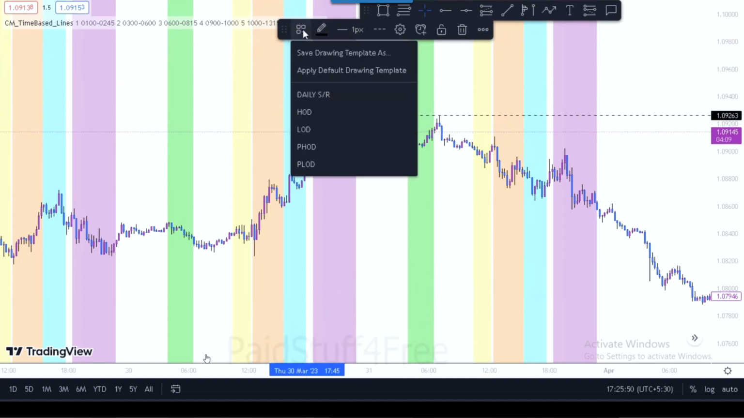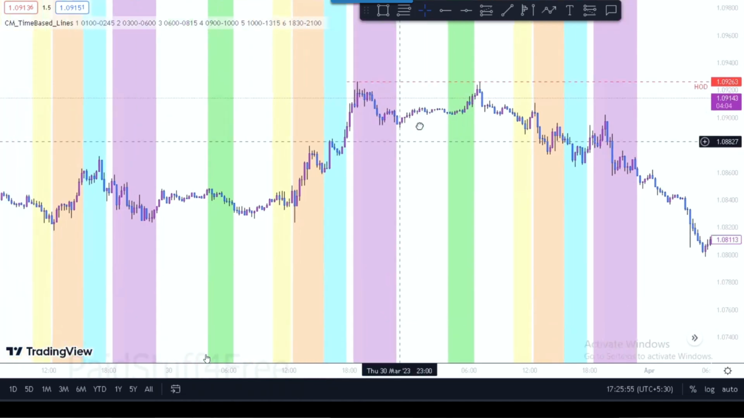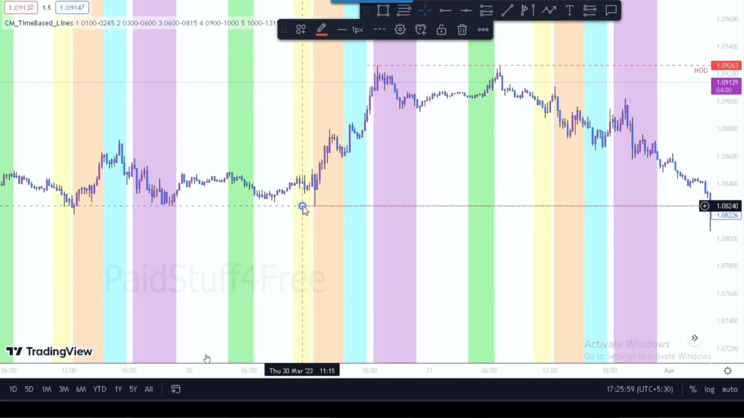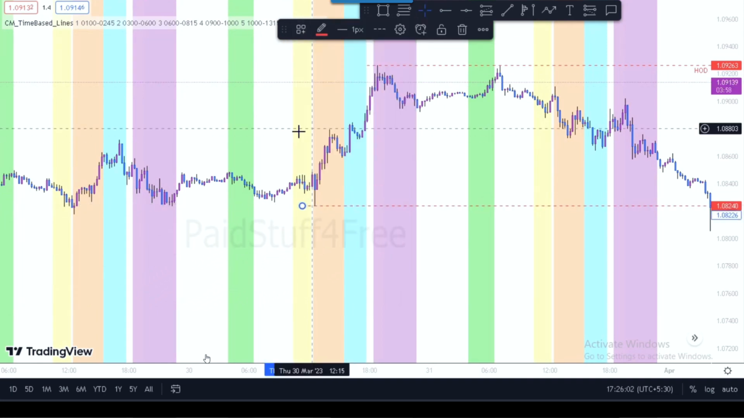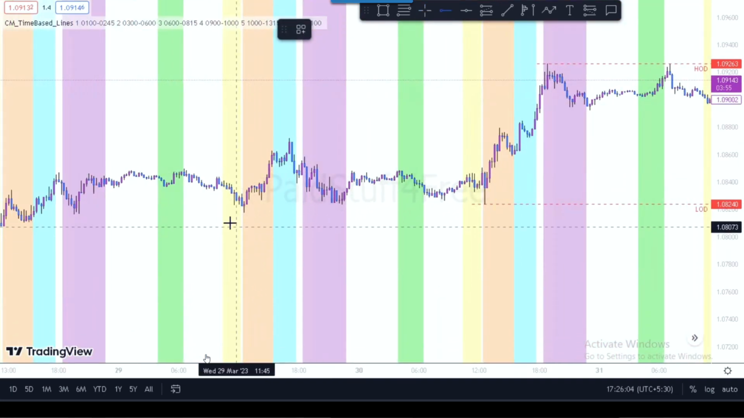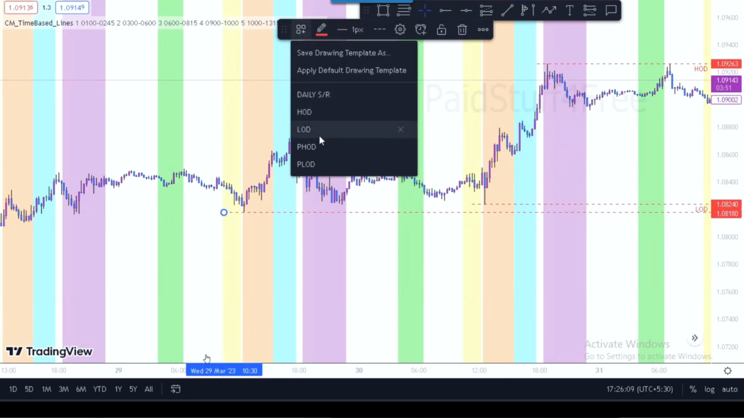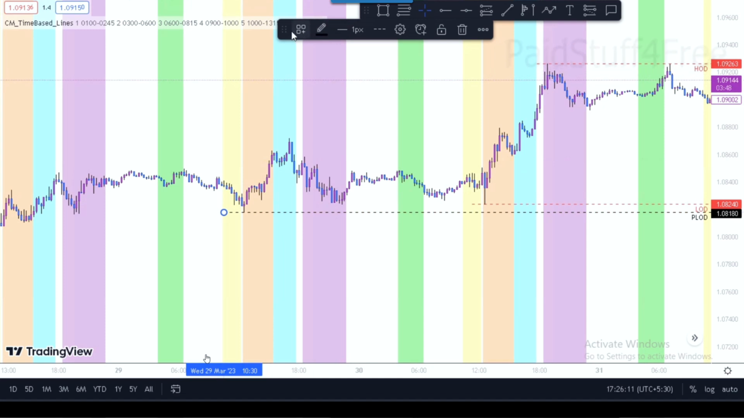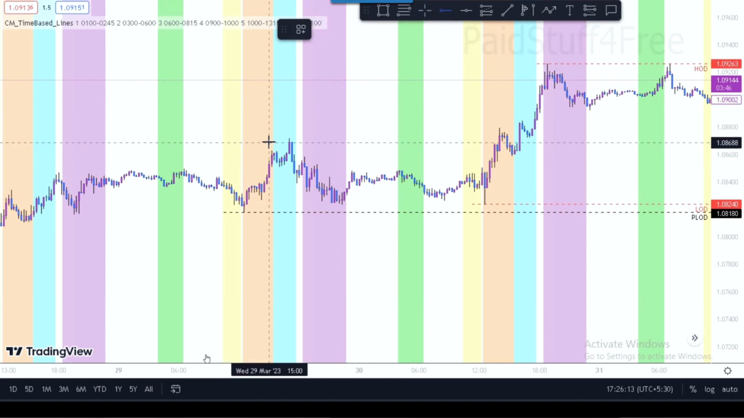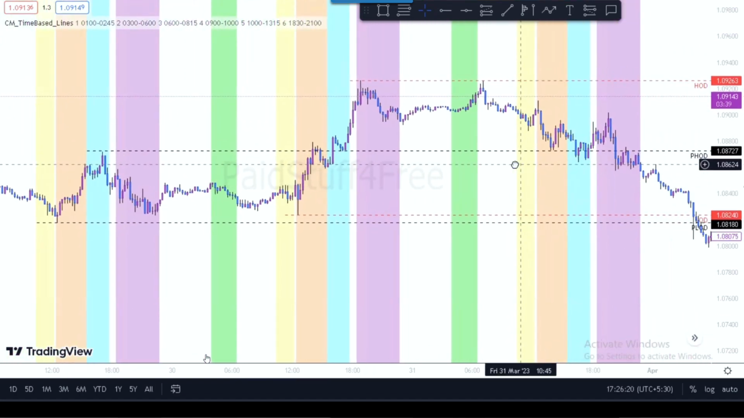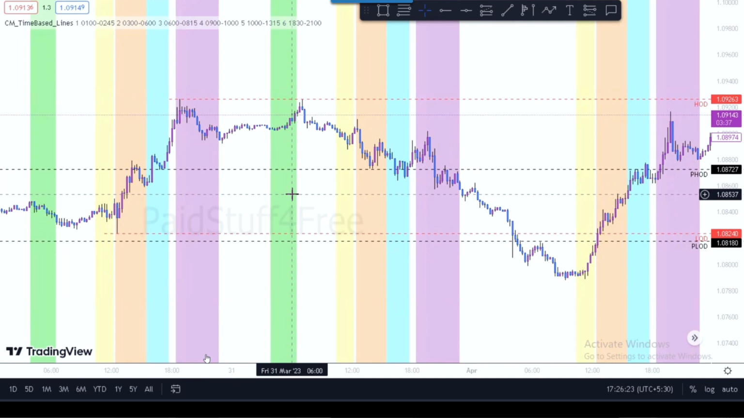Go to the 5-minute time frame for the exact highest and lowest point. This is our low of day, and this is our previous low of day, PLOD, and this is our previous high of day. So this is how you mark the highest and lowest points from the market.